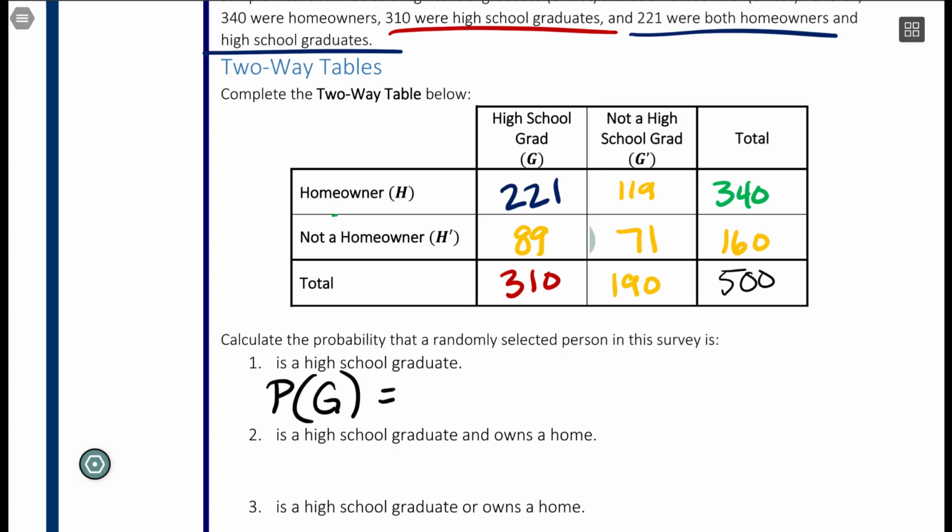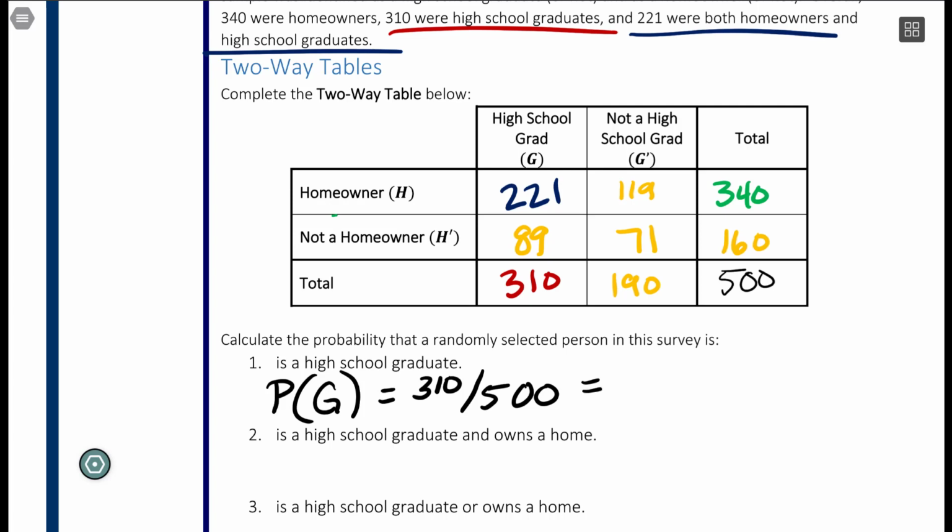So probability of G, we just want to see how many total people were in that group of G, and that was 310. But probability, we know that's going to be a fraction, a number that is going to be less than 1. That's 310 out of 500, right? 310 out of 500, you can write that just as that fraction. You don't even have to reduce it if you don't want to. Probability is the one place where you do not have to reduce your fractions.